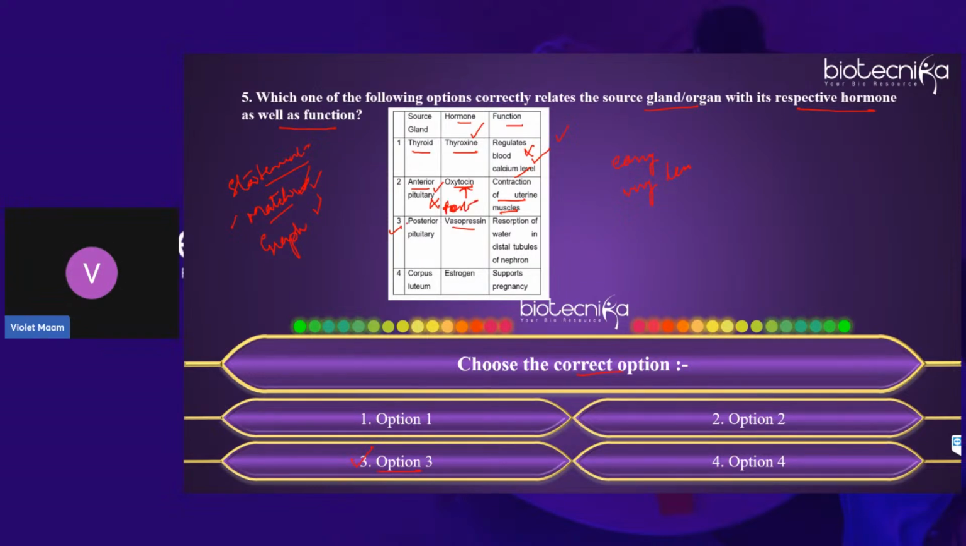remember. Then the third one was posterior pituitary releases vasopressin, reabsorption of water in distal tubules of nephron. Correct. So this is the correct one, as I said. Vasopressin is released by posterior pituitary, not by hypothalamus. Okay, it is synthesized there, but from where it is released is posterior pituitary, and it works on the nephrons in the kidneys, but it is not released by kidneys. It's okay, Ashwarya. Okay, so third is the right answer.